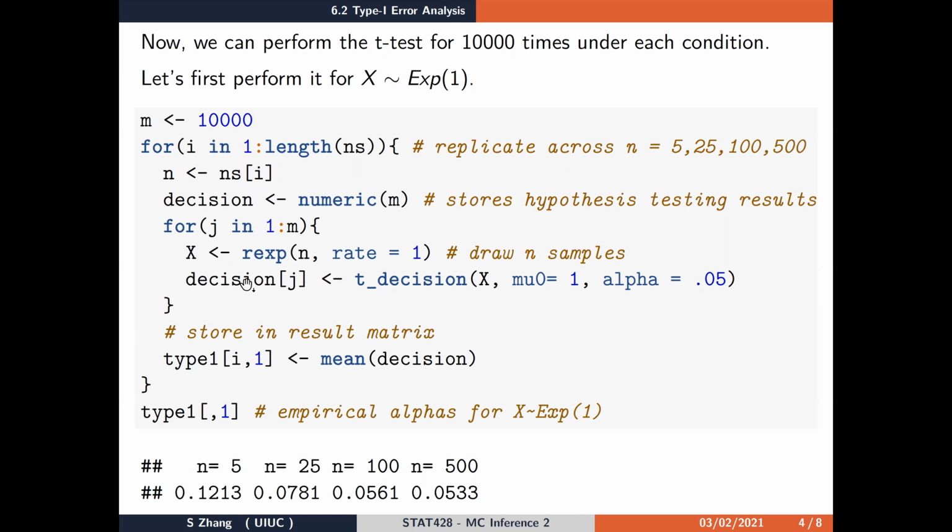After iterating this for a total of m replications, we end up with a decision vector where each entry is 1 or 0, indicating for that replication whether the null hypothesis was rejected or retained. By calculating the mean of this decision vector, we get an estimate of the empirical type 1 error rate for that particular sample size condition. So we store that in the type 1 matrix we created earlier. The ith entry, which corresponds to the sample size condition, and the first column is going to be equal to the mean of decision. After looping this, we can take a look at the values of the empirical type 1 error rate under each sample size. So here is just printing the first column of the type 1 matrix.